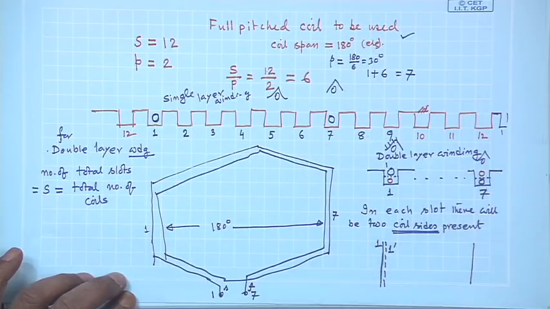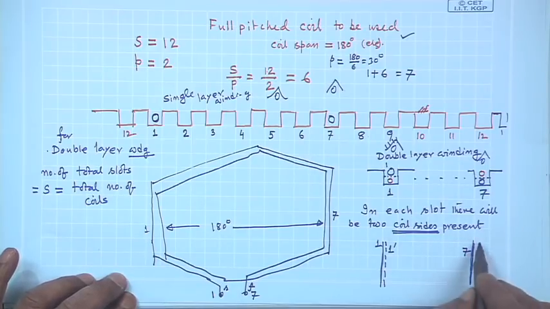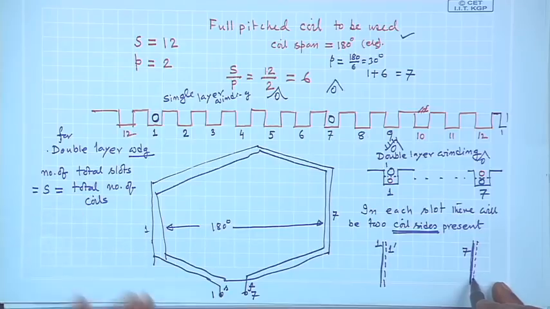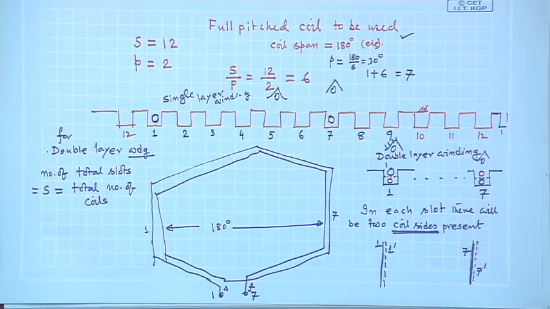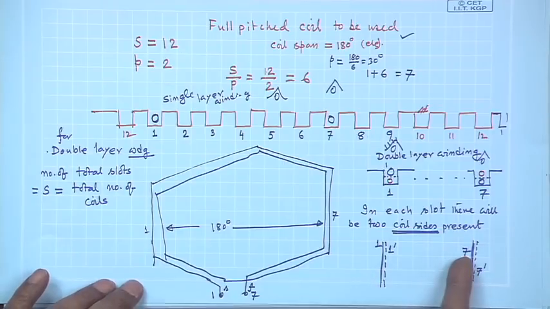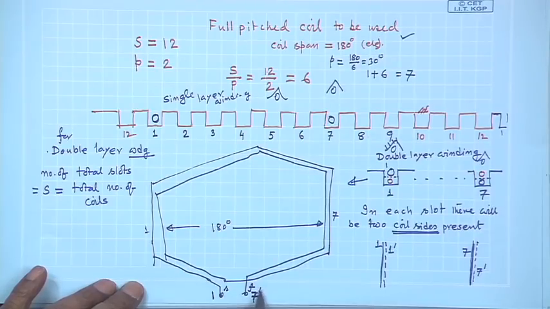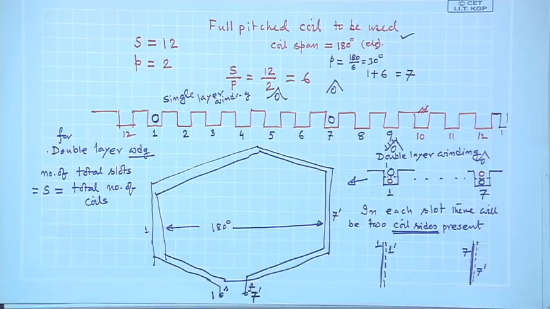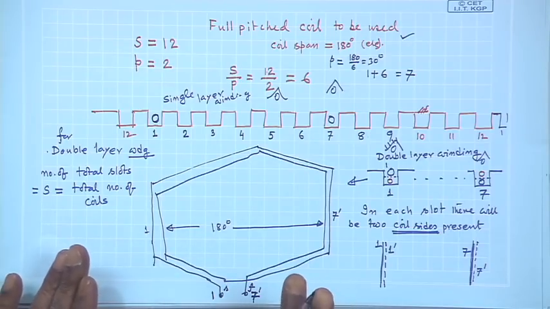From the top, if you look, you will see there is a conductor at the top, that I should call coil side 7, and beside it I will draw, separated by a very small distance, so that I can distinguish and understand what is going on. I will write it 7 dashed. So in this case, if it is a double layer coil, I should name it 1 and 7 dashed. This side is 7 dashed, assuming that it will be used in a double layer mode.